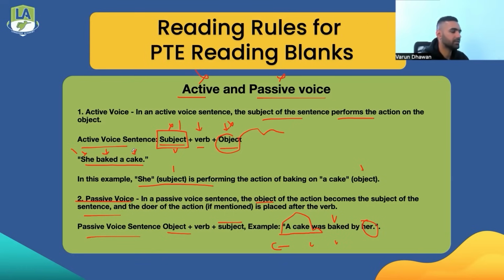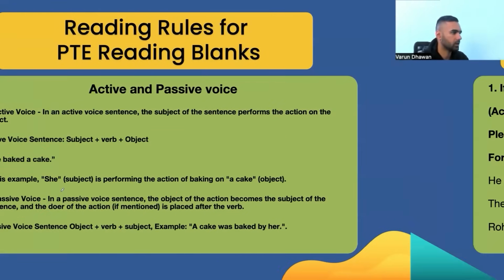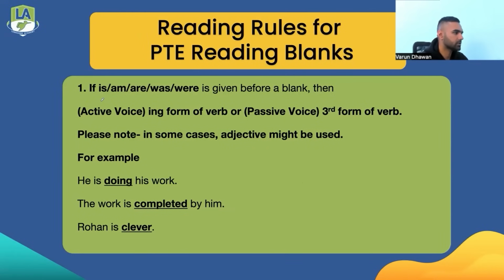Simple statement, simple words. Active voice is that when subject comes first and object afterwards. Passive voice, object comes first and subject at the end. Keep these two things in mind. These are going to help you with your reading fill in the blanks. Okay. Now the first rule.